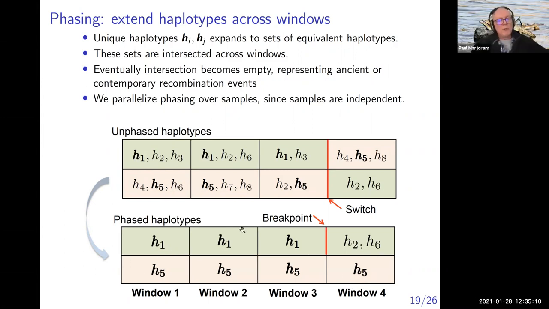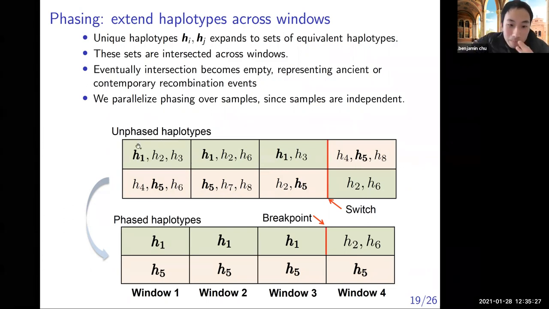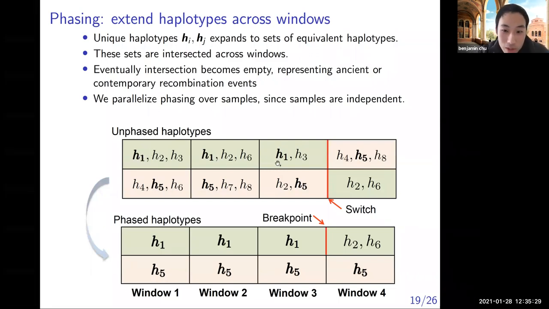Could I ask a quick question? Sorry, I'm not clear what you mean by survives across a window. When you say H1 survives until the next window, what do you mean? I see. Sorry. In the previous step, we treat these windows as independent, right? But we now want to bridge the windows together, and we want to find these H's so that there are as few breakpoints as possible. So we want to connect them so that they're long, right?